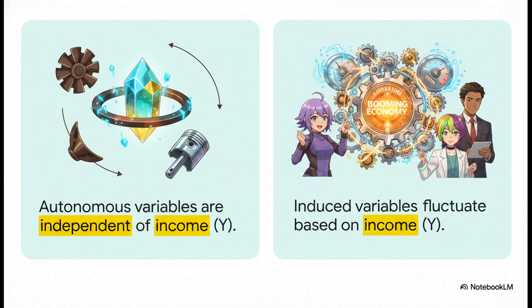Basically, an autonomous variable does its own thing. It literally doesn't care if the economy is booming or busting. But an induced variable, that is directly tied to the national income, which we call Y. So as the overall economy speeds up, those induced variables speed up right alongside it.